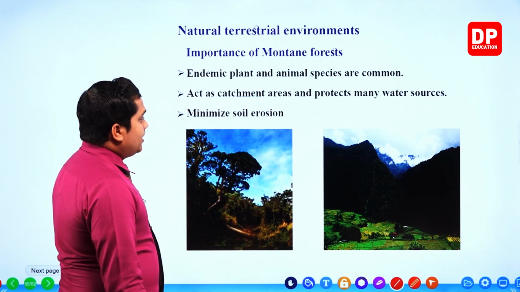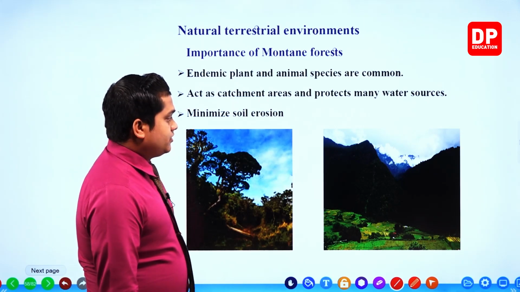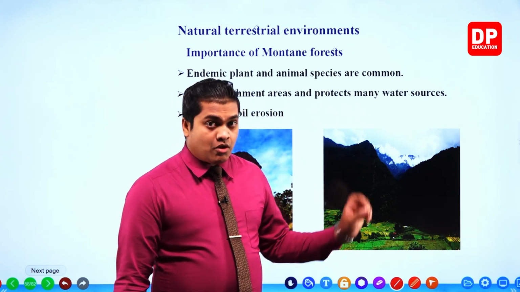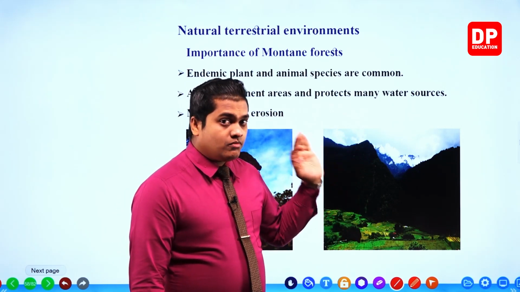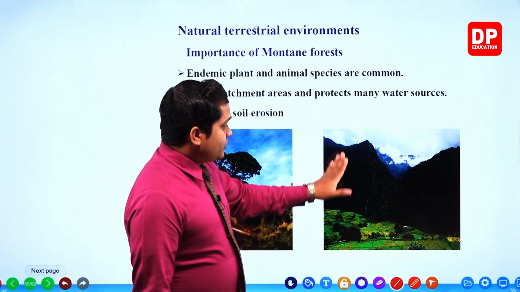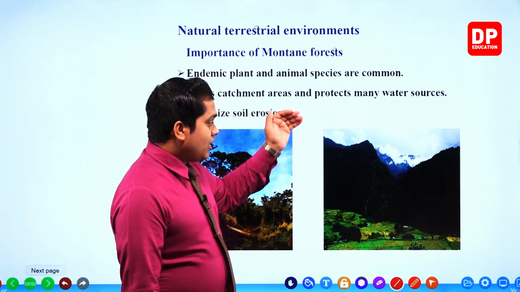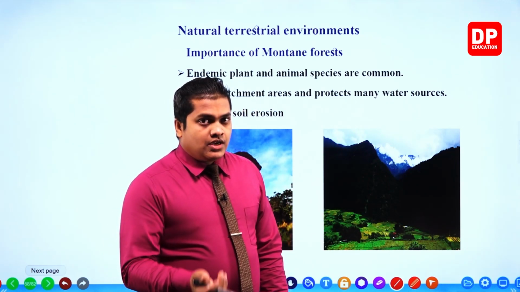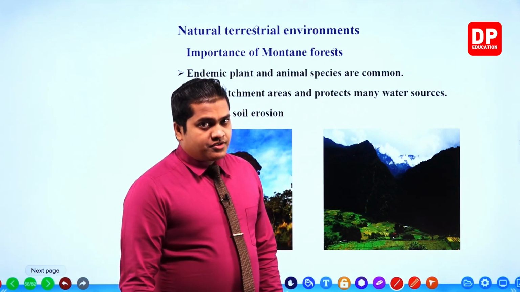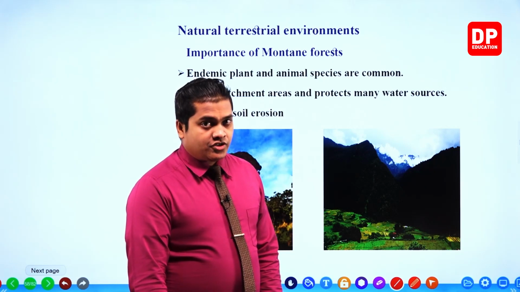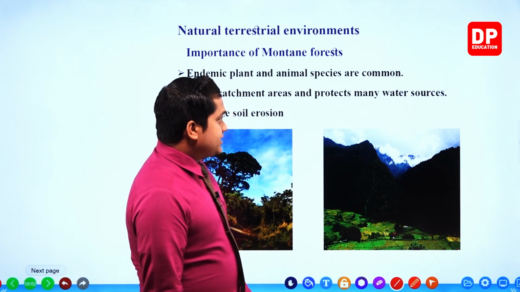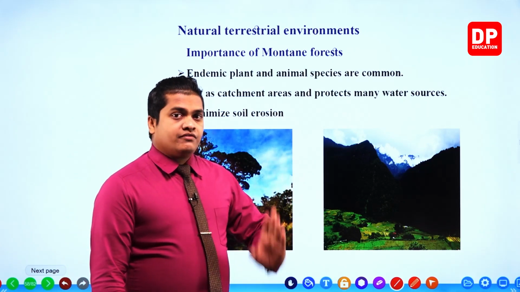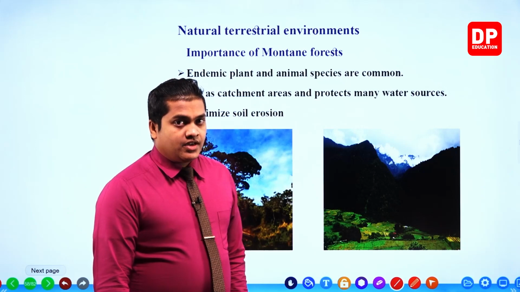Next one given, it minimizes soil erosion. As you know, these forests are placed on mountains or in mountain areas. So as you can see within this figure also, as the mountain has forest, soil erosion is going to be reduced because of having good vegetation. Okay, so these are the examples and importance of these montane forests, my dear children.